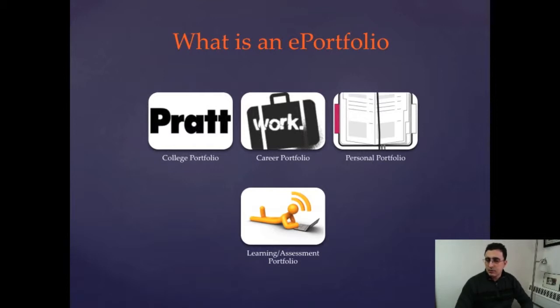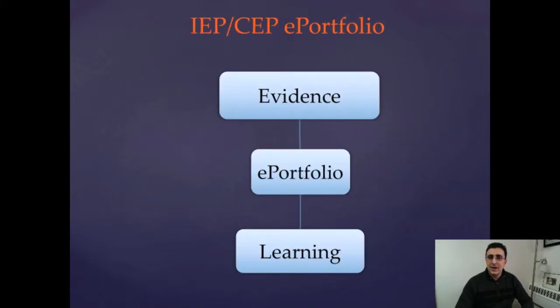We also talk about personal portfolios, which are usually more like a diary that you maintain to reflect on the work that you're doing and your progress in general. And finally, we talk about learning and assessment portfolios. So in terms of the IEP and CEP portfolios, they have two main functions. The first function is to provide evidence of your learning, of your progress, of your improvements. And the second purpose is for you to learn and reflect and think critically about your learning.